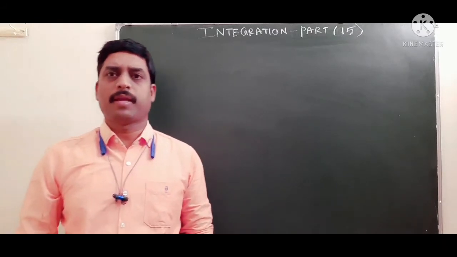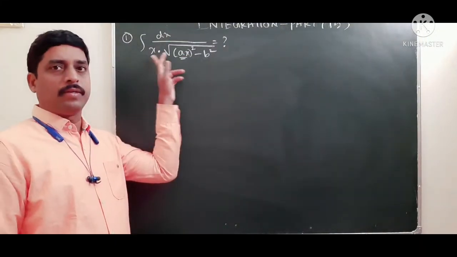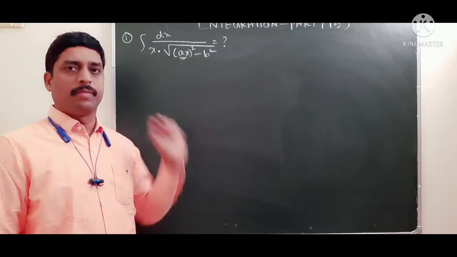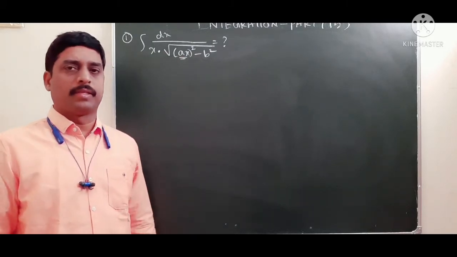Today I would like to explain integration part 15. So now explain question number 1. Integral dx by x into under root (ax)² minus b². This kind of problem is solved by using the substitution method.